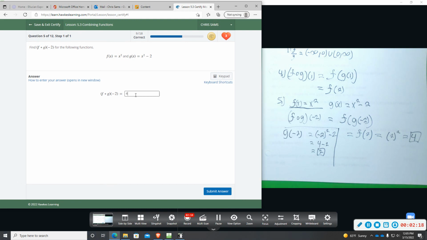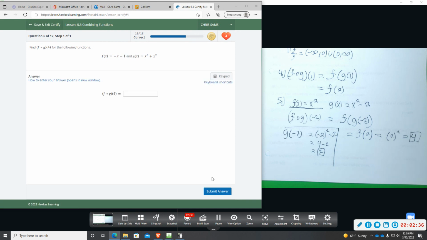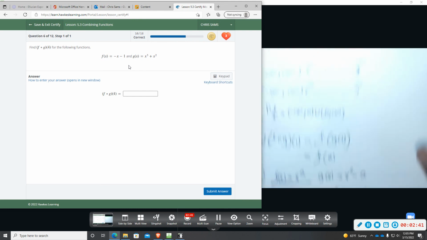We'll call it a double plug-in. We just took the value, we plugged it into one equation, and then once we got that answer, we took it and plugged it in to the other equation. So you start here, plug it in, get an answer, and then plug that answer in here, and that's what composition is basically when you're plugging in a number. So we're going to do it again with number 6.